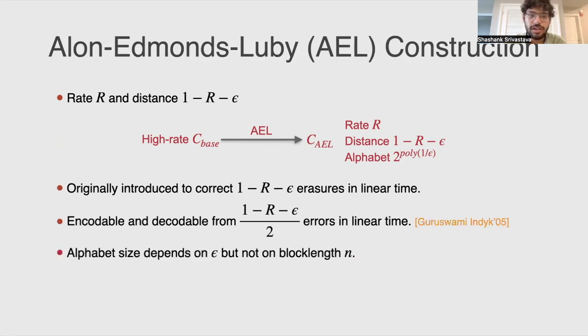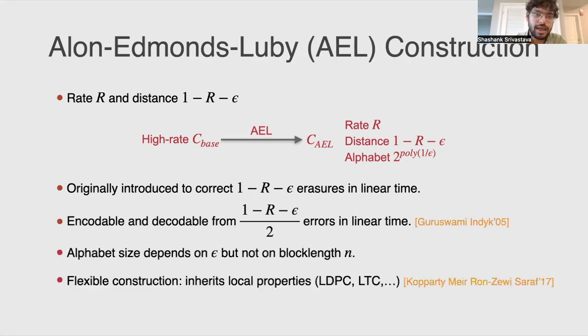As I mentioned before, the alphabet size depends on epsilon, but not on the block length n. And it's a fairly flexible construction. So if the base code that we are amplifying the distance of had some nice local properties, like something called the LDPC property, where the membership in a code can be checked by very local queries, or the LTC property, then such properties are also inherited by the final code when we do this amplification.